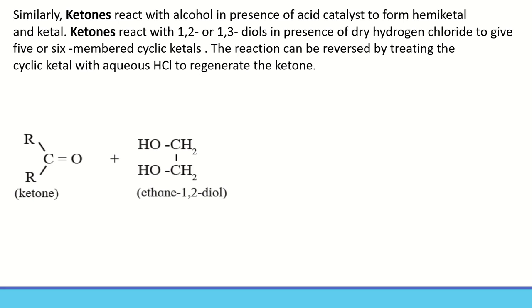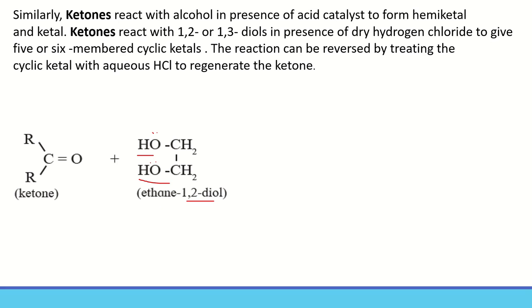Let's see the reaction. This ketone, and this is called alcohol. There are two hydroxy groups, hence it is called a diol. There are two carbons, hence it is ethane. The positions of the hydroxy groups are 1 and 2, hence it is ethane-1,2-diol. Clear?